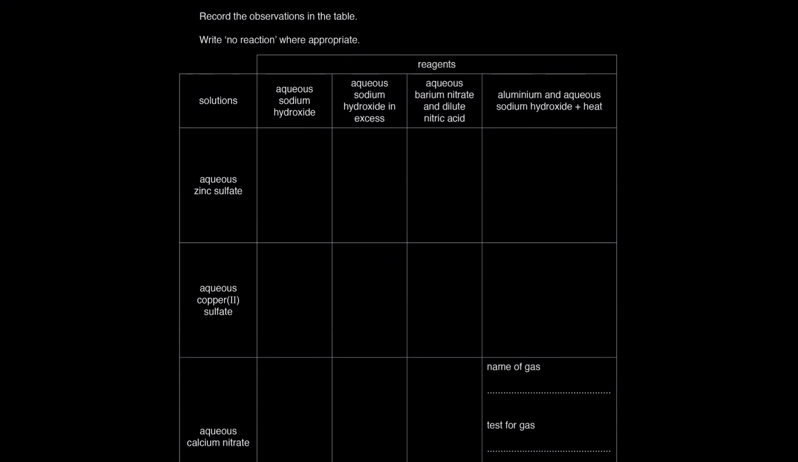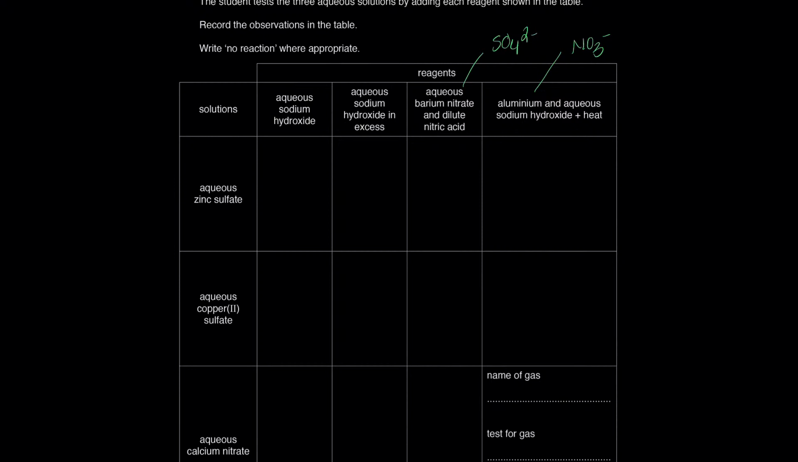Why? What is this a test for? Can we just write it down? What is this a test for strictly? Aluminum and aqueous sodium hydroxide. It's a test for the nitrate ion, isn't it? This is a test for sulfate ion. And these are your variety of tests, these two, the first two.